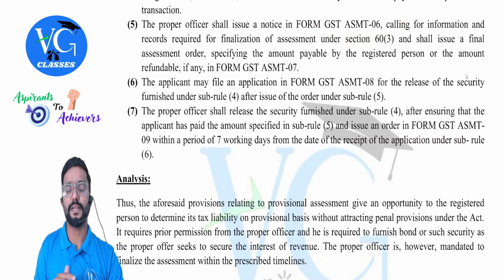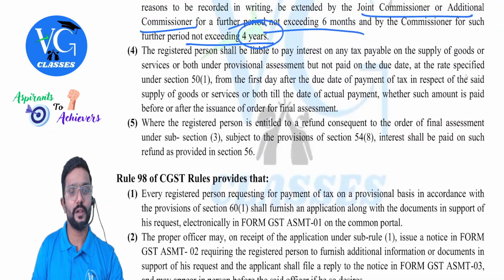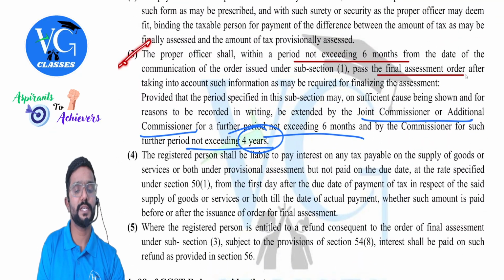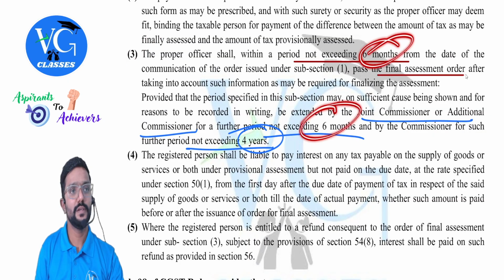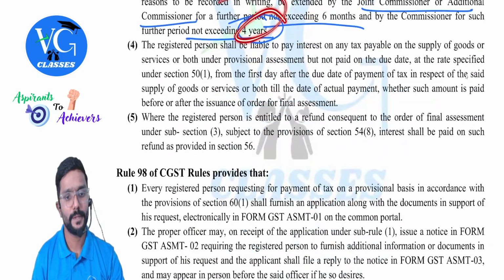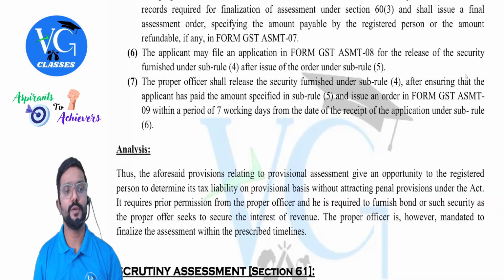He is asking for additional information if required in ASMT 06. And after he receives it, can he pass a final order? Yes. And what is the time limit to pass the final order also? We already learned here. Subsection 3 here. Clear? 6 months plus 6 months or plus 4 years also. Okay, sir.